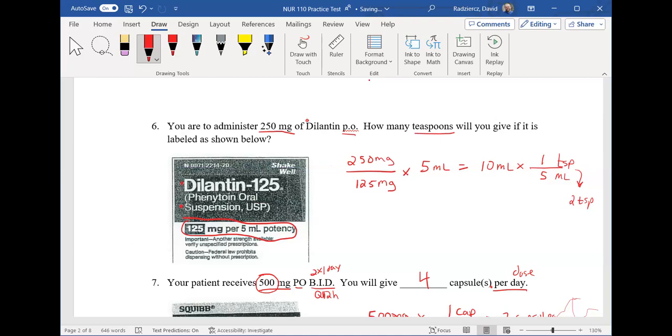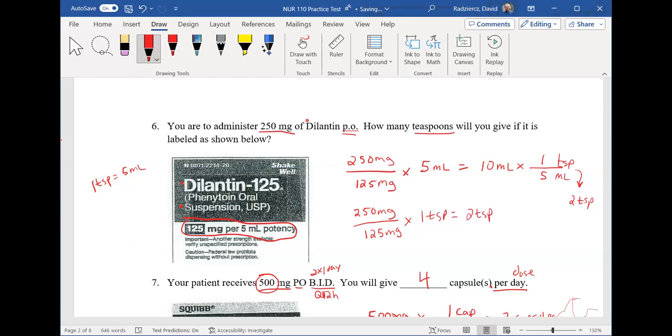As a shorthand, if you happen to get this question and you already know that 1 teaspoon is equal to 5 milliliters, then you can just use that information and incorporate it into your available. So another way that I would write this problem to save a step is I do my order, 250 milligrams, over my available 125 milligrams, times my quantity. This time I'm going to say 1 teaspoon. And then I would get 2 teaspoons.